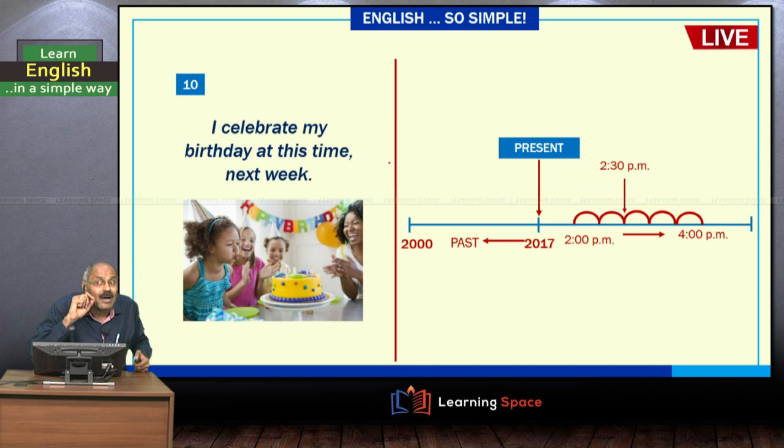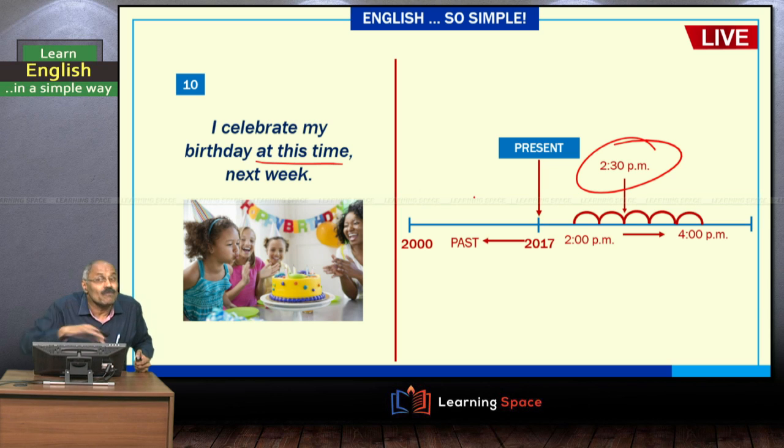I celebrate my birthday at this time next week. You see, here is a future action, but one important point is "at this time." Whenever you come across "at this time" in the future, it is going to be a momentary action, maybe at 2:30 p.m. or 5 p.m. or whatever it is. That is why it has to go with "I will be celebrating my birthday." This should be: I will be celebrating my birthday at this time next week.